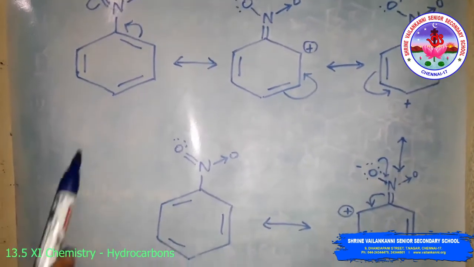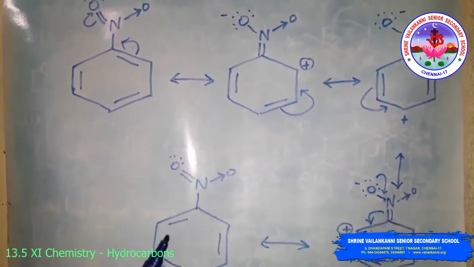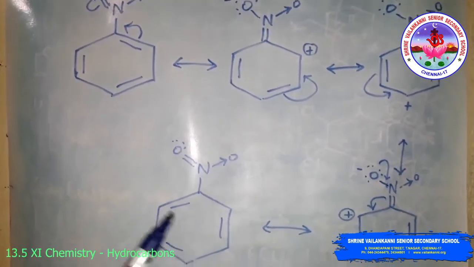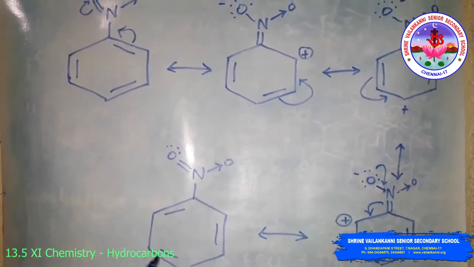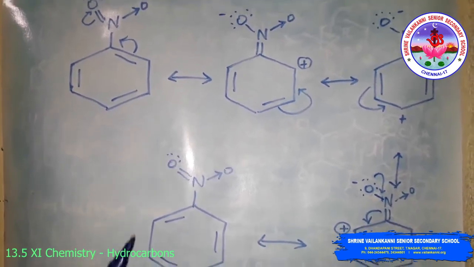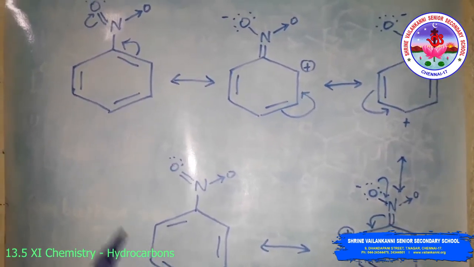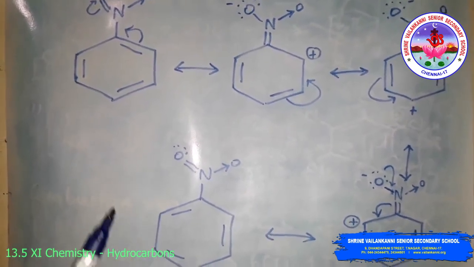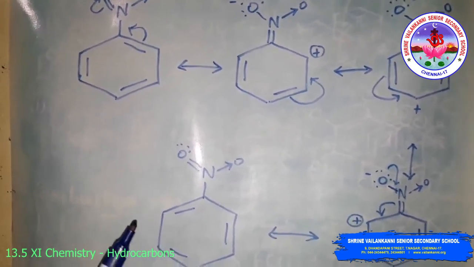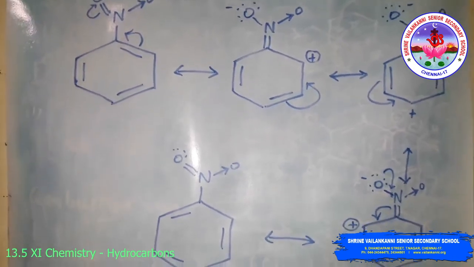So the overall electron density on the benzene ring decreases, making further substitution difficult. Therefore these groups are also called deactivating groups. The electron density on the ortho and para positions is comparatively less than at the meta position. So the electrophile attacks the comparatively electron-rich meta position, resulting in meta substitution products.